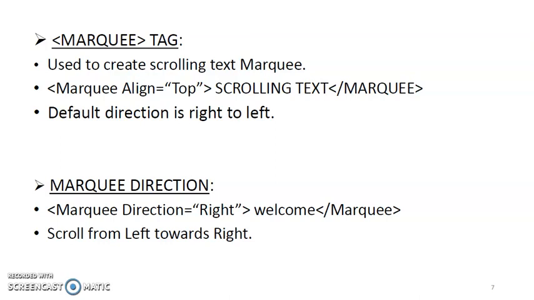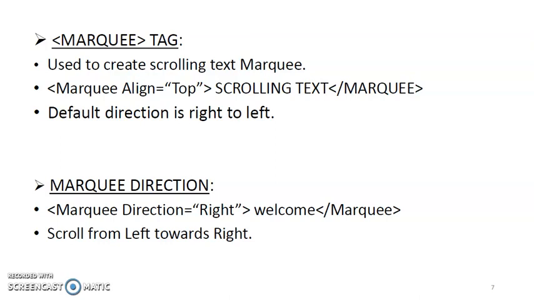Okay, so you can set the marquee with the marquee align. Means what? If you set the marquee align is equals to top, then your marquee is displayed at the top of your web page. In between you have written your marquee text. Okay, and if you want to set the marquee direction, then you can use the marquee direction attribute. In between you mention the direction. Now you can see the example, marquee direction is equals to right and in between you mention welcome. It means your marquee scrolls from left to right.